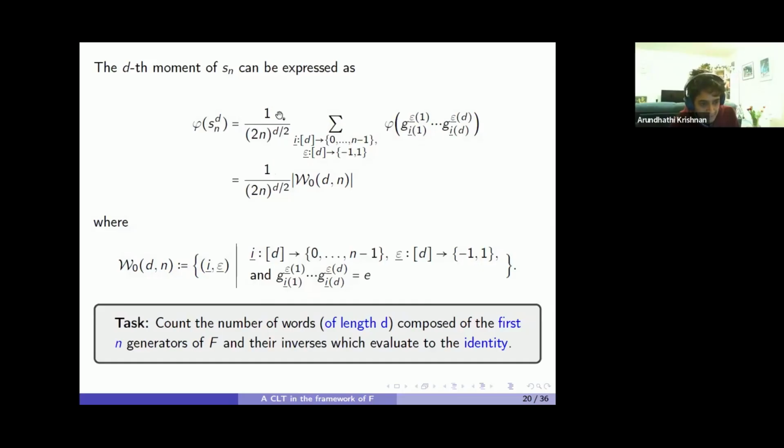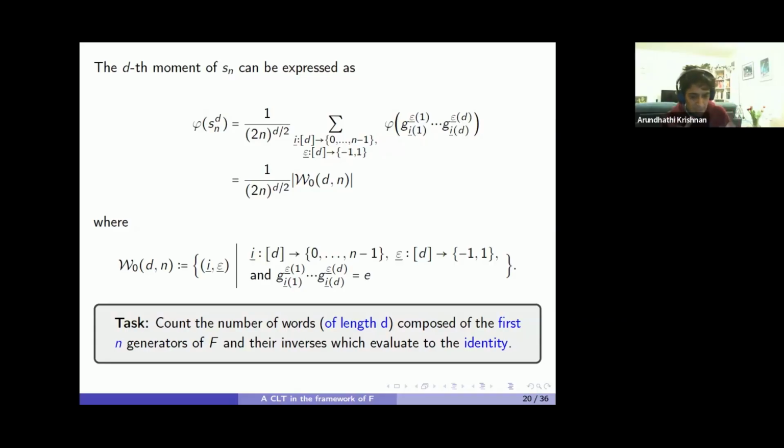So what it ends up looking like is a sum, 1 over 2n to the power d over 2. And then you're summing over tuples I and epsilon. I is the index which tells you which generator you're considering, and epsilon just tells you whether you're looking at a generator or its inverse, because epsilon can be +1 or -1. And the linear functional phi, this canonical trace, is defined so that phi of this product is either 1 or 0. It's 1 exactly when this product is the identity. So what this question really boils down to is counting the number of ways you can have a product of this form, which is equal to the identity.